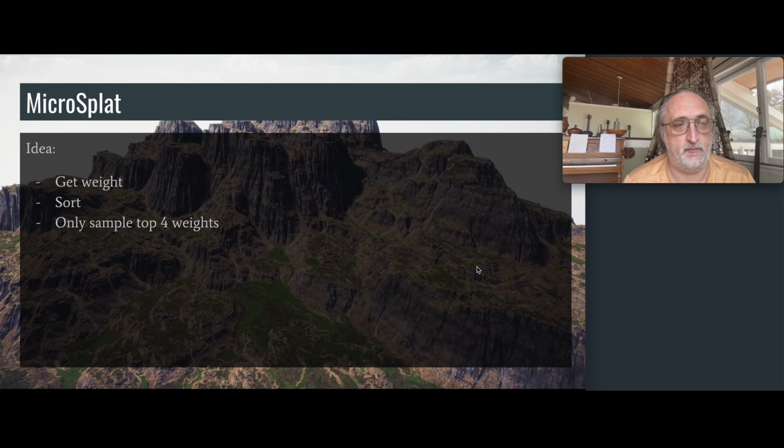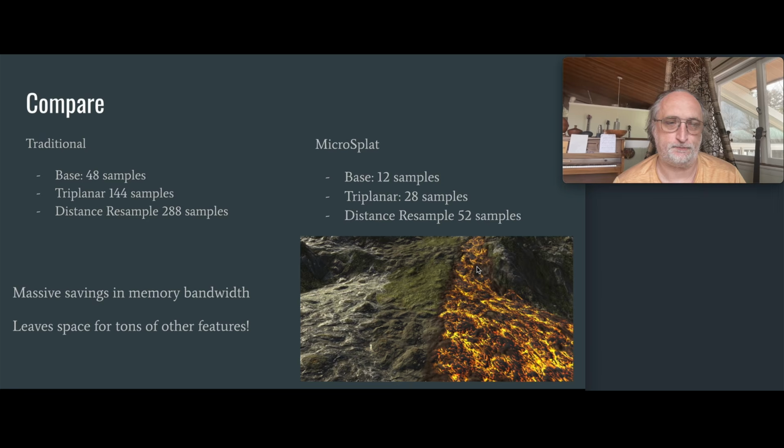And so what I do is I get the weights from those backing textures. I sort them so I know which ones are the most important. And I just get rid of the other ones. I just say there's 4 weights I'm going to sample because quite frankly, you can't see more than 4 anyway. And especially if you're doing height blending and things like that where one texture tends to dominate. So I'm just going to only sample 4 of these texture sets ever. And so what that does, if we compare, is a traditional technique with triplanar and distance resampling on is 288 samples, and mine would be 52.